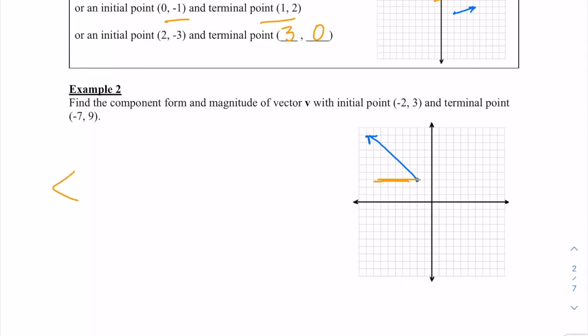So again, you subtract the initial point from the terminal point. So negative 7 minus a negative 2 is going to be plus 2. Okay, so it's going to go back 5 units, right? It's going to go to the left. And then for the change in the y, well, if we're going to start with the terminal point minus the initial point, so again, we're saying what's that change? So it's going to go up 6. So in component form, it's going to be negative 5, comma 6.